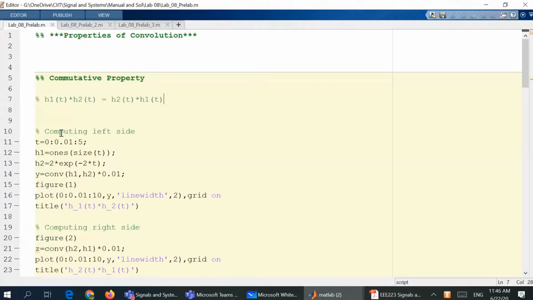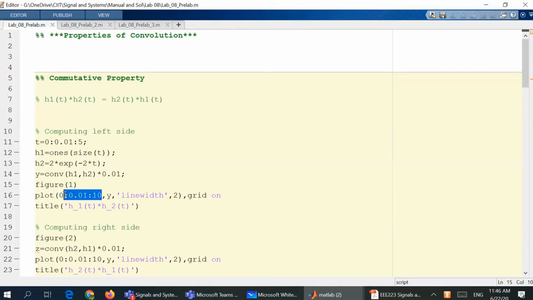As an example, we have taken h1 of t, which is 1. So h1 is 1, and the time is from 0 to 5, and h2 is 2 e raised to power minus 2t. First of all, we have defined the time, the signals, and then we have convolved. If you remember, last time we studied that with the convolution command, you multiply with the time step, which is 0.05. So if we plot this, we can plot.